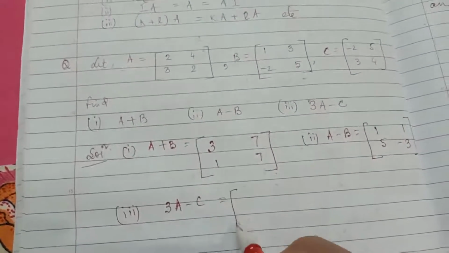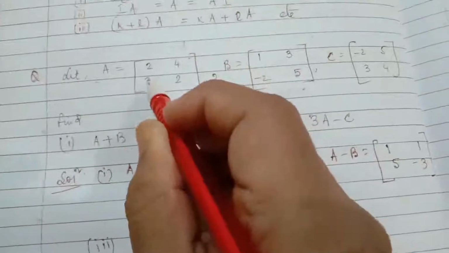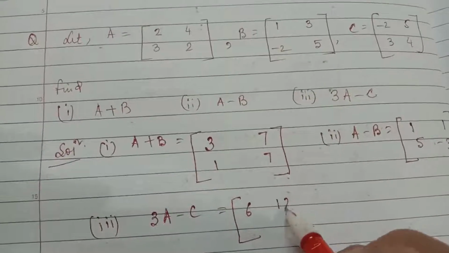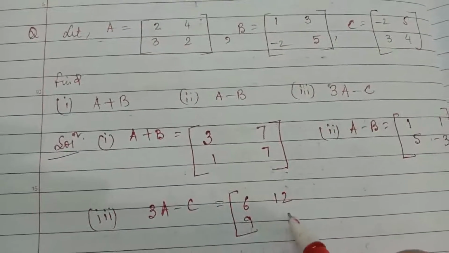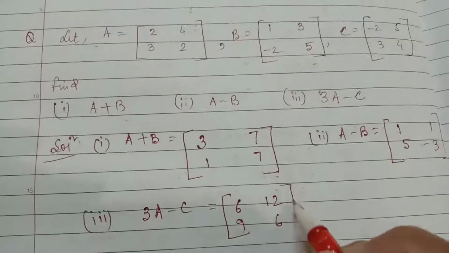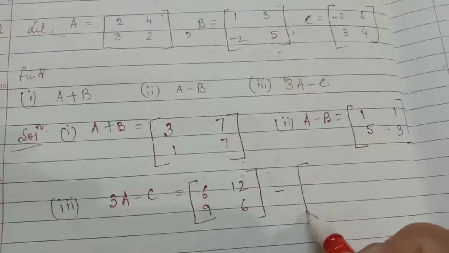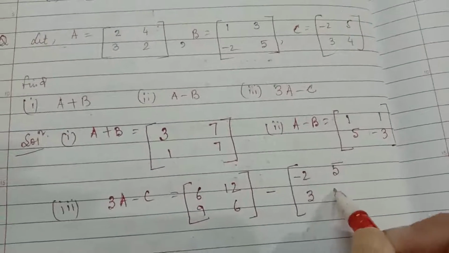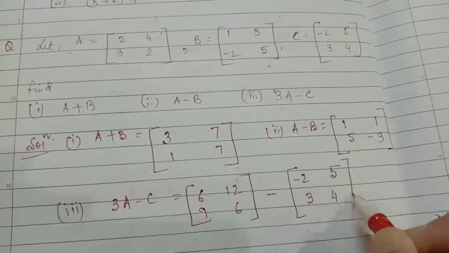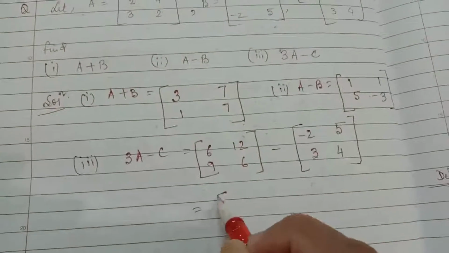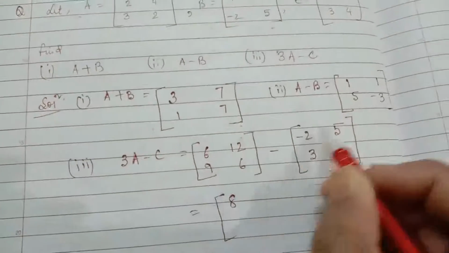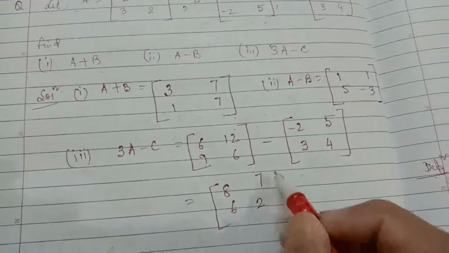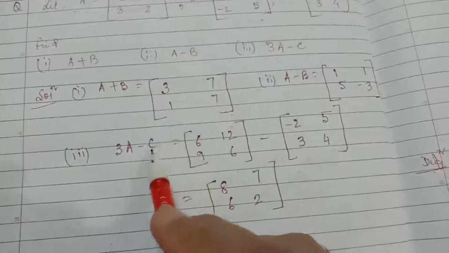Let us first write 3A. 3A means you have to multiply all the elements by 3. So 3A will be 6, 12, 9, 6. Minus C is -2, 5, 3, 4. So this equals 6 plus 2, which is 8, 12 minus 5 is 7, 9 minus 3 is 6, 6 minus 4 is 2. This is 3A minus C.